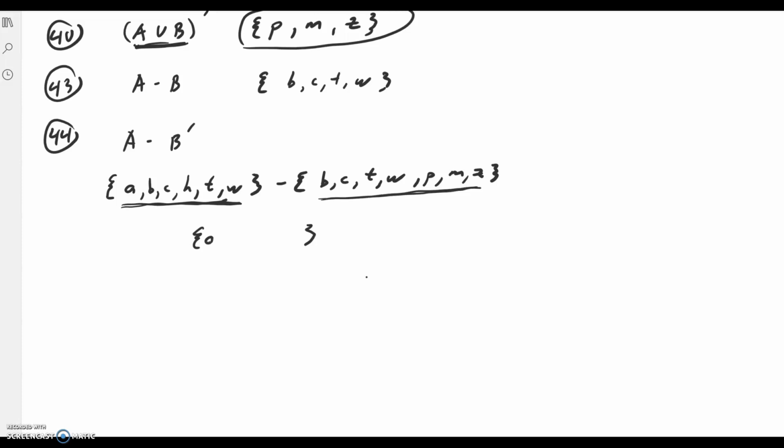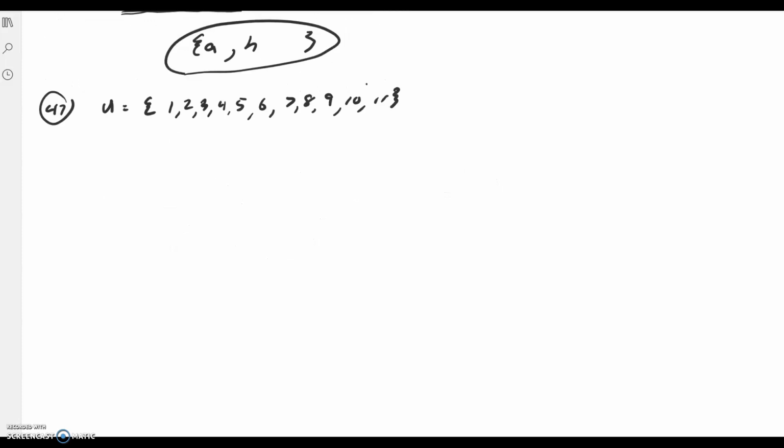So A is okay. B gets taken off with this one. C gets taken off with this one. H seems to be okay. T gets taken off with this T. W gets taken off with this W. So these are the things that are in A that are not in the complement of B.